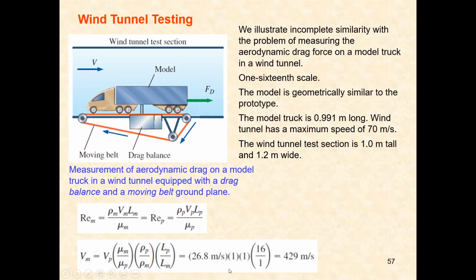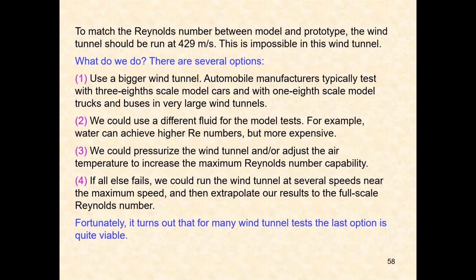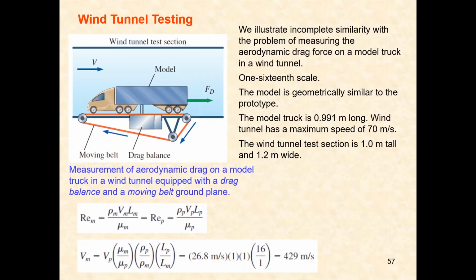So the velocity required by the model to achieve dynamic similarity is 16 times the one experienced by the prototype, which is 429 meters per second. This is too high. It is already more than the speed of sound, and for sure it is a compressible flow. So it is not going to experience the same thing as the prototype, because the prototype only experiences 26.8 meters per second of wind speed, where the air is still incompressible because the speed is slow.